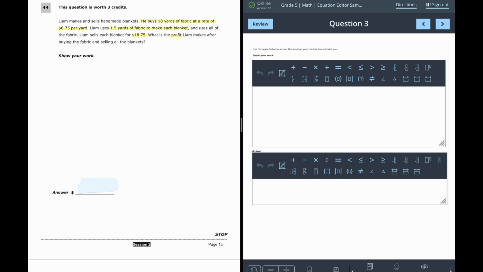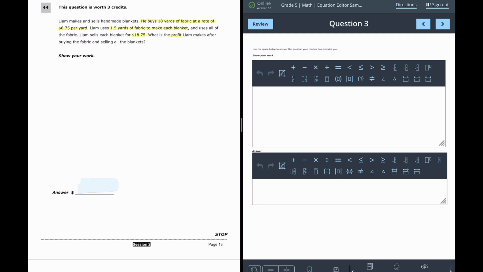Okay, 5th graders, profit is the money that you actually make after everything you've spent. So we're going to figure out how much he spent altogether. And then after he made every blanket and sells every single one, how much money did he make? And then we're going to take what he made and subtract what he spent. That's what profit means. It's the money you have left after your spending.